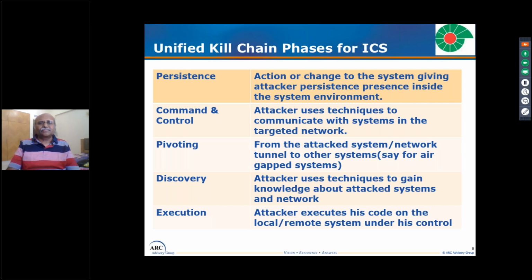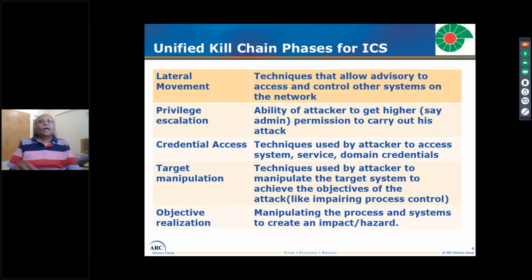Finally, it is execution. And lateral movement. This allows the adversary to go through the network and search for systems. Privilege escalation is again important. Again, not everyone in an industrial control system will be able to configure the industrial control system or the safety instrumented system. So he should have a methodology, or he should build in his exploitation to get higher permission in order to configure it, so that he can change and do it.